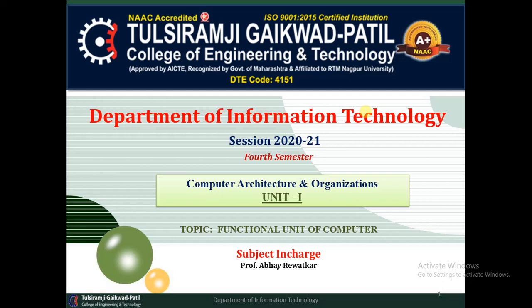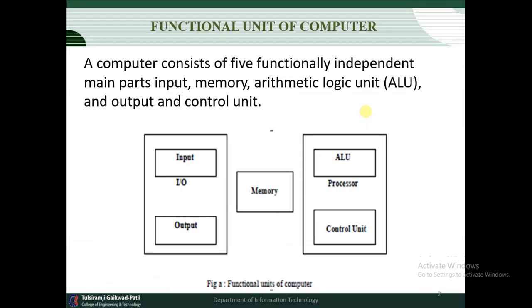Now, one by one, we are going to see here. A computer consists of functionally independent main parts: input, memory, arithmetic and logic units, and output and control units. Here, diagrammatic representations show how the basic operations are performed with the help of input units, output units, memory, and control units. Each and every device has its own functionality.